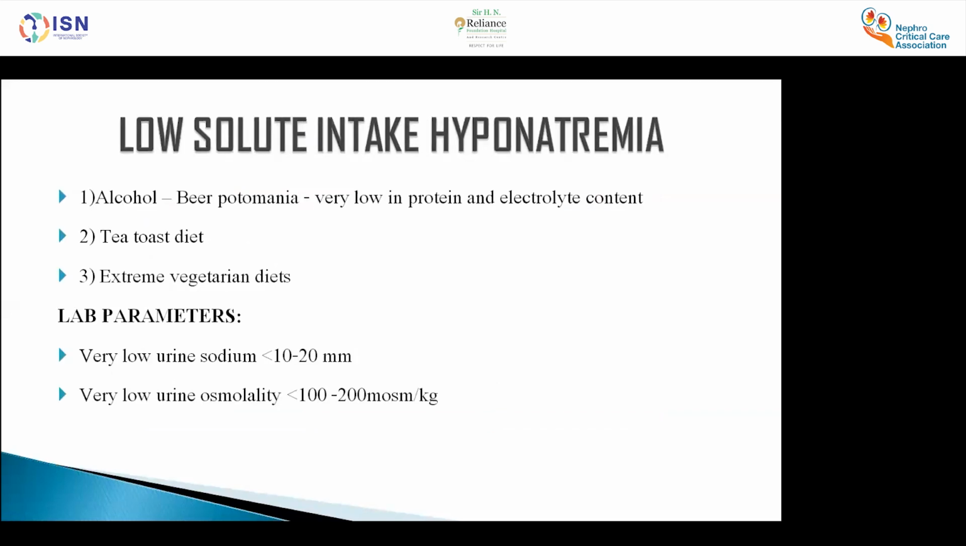Now other causes of hyponatremia are low solute intake, which is usually seen in alcoholics, most commonly in beer potomania, those who are only dependent on alcohol and have very little nutritional intake, because beer in itself is very low in protein and electrolyte content. Second is the tea and toast diet, which means persons who are only dependent on tea and toast for their daily meals are also expected to have low solute intake hyponatremia, and extreme vegetarian diets are also susceptible to this hyponatremia. The lab parameters associated with this are very low urine sodium, that is less than 10 to 20, and very low urine osmolality, that is less than 100 to 200 milliosmoles per kg.